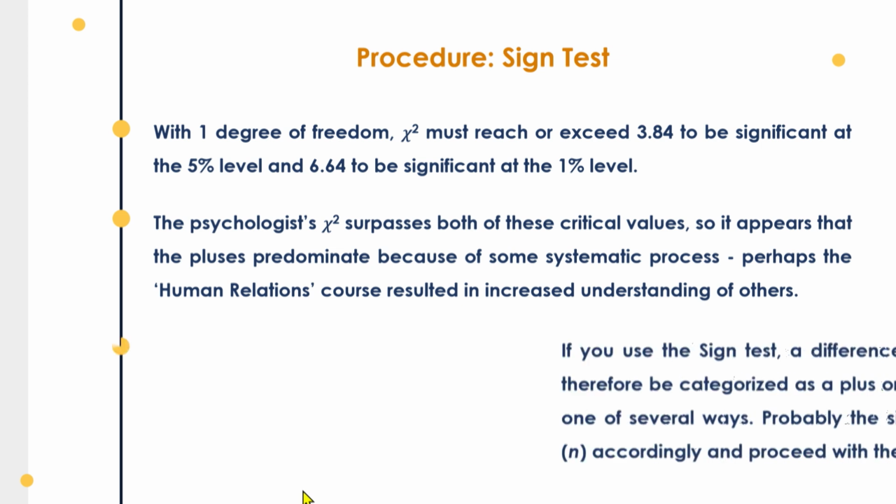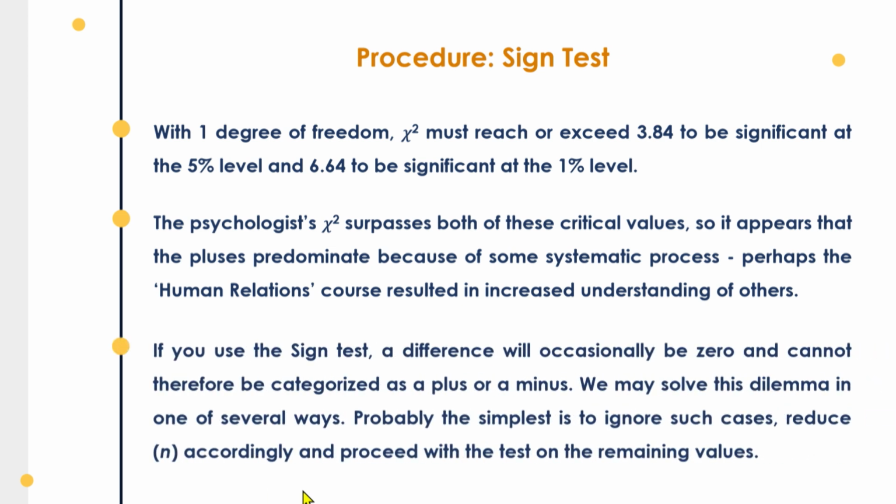If you use the sign test for this particular purpose, a difference will occasionally be 0 and cannot therefore be categorized as a plus or minus. So, the difference we are calculating will only occasionally be 0, and we can't categorize whether it is a plus or minus. We may solve this dilemma in one of several ways. Probably the simplest is to ignore such cases, where the difference is 0, reduce the sample size accordingly, and proceed with the test on the remaining values.